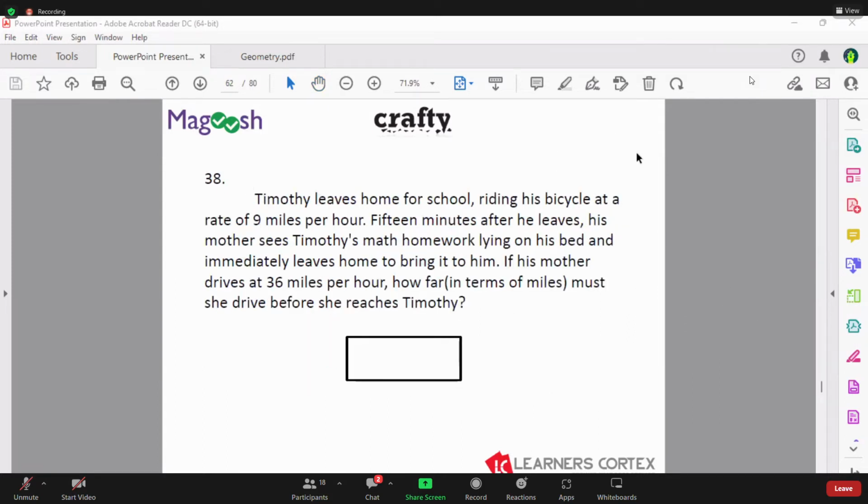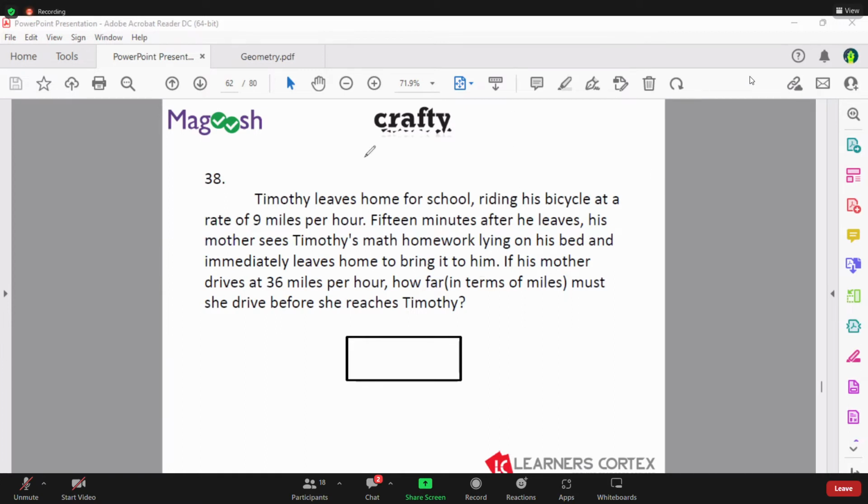Next, Timothy leaves home for school, riding his bicycle at a rate of 9 miles per hour. 15 minutes after he leaves, his mother sees Timothy's math homework lying on his bed and immediately leaves home to bring it to him. If his mother drives at 36 miles per hour, how far in terms of miles must she drive before she reaches Timothy?